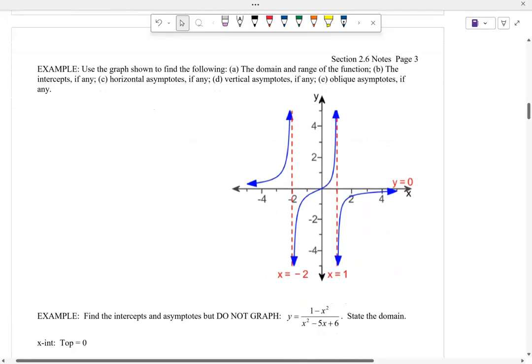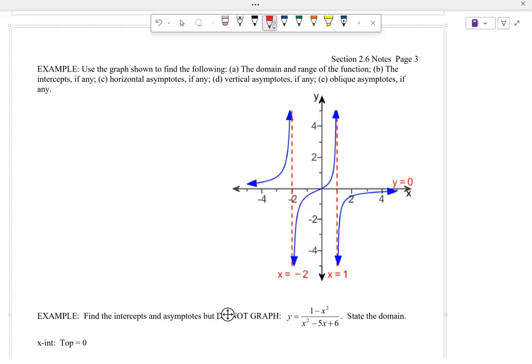Let's identify domain, range, intercepts, if any, horizontal asymptotes, vertical asymptotes, oblique asymptotes, if any. Okay? So if I'm looking at this, initially I'm looking at the domain and range. Let's talk about the domain for a minute. It is not continuous. I can't draw this without lifting my pencil, right? I'm going to have some breaks here. So where are the breaks at?